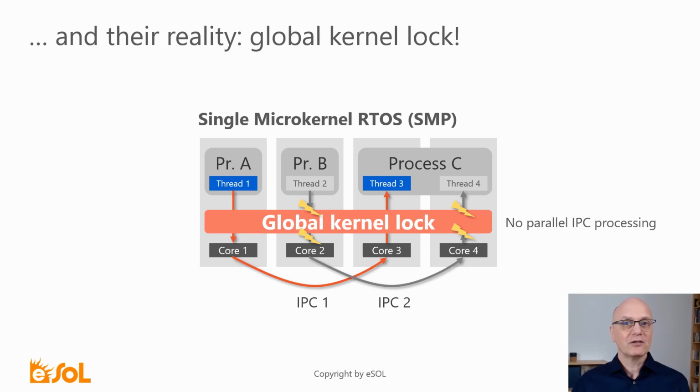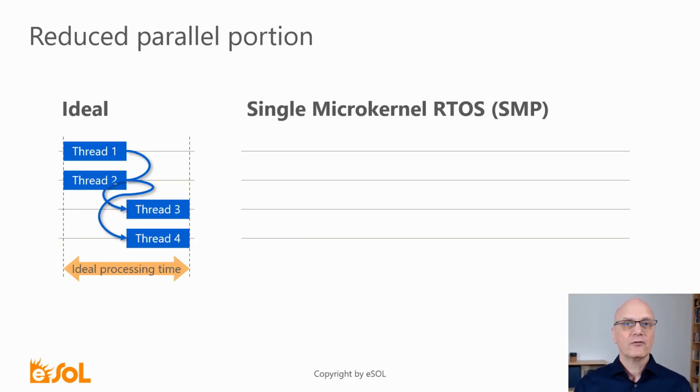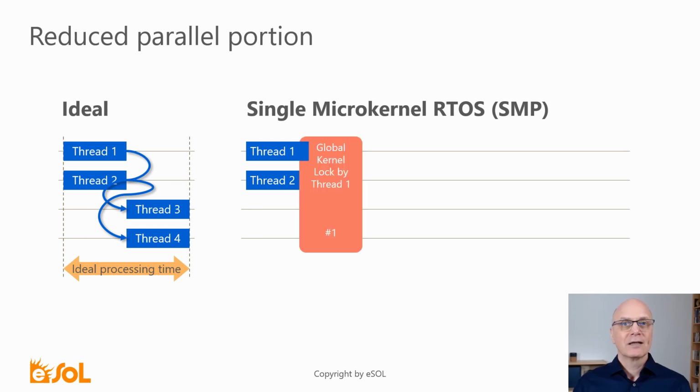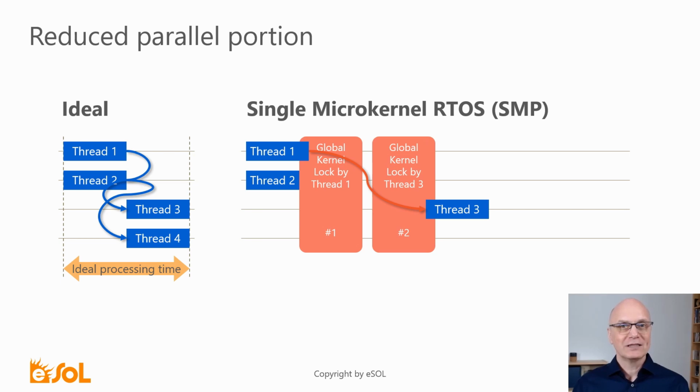Only after the global kernel lock has been released can the next IPC be processed, and this will reblock the system again. Here's the real timing of an SMP RTOS in detail. Thread number 1 starts a global kernel lock and prepares the message for the IPC with thread number 3. At the same time, the immediately following IPC request from thread 2 is blocked. After kernel lock number 1 is released, thread 3 starts global kernel lock number 2 to perform thread 1's IPC. After kernel lock number 2 is released, thread 3 can process the message from thread 1.